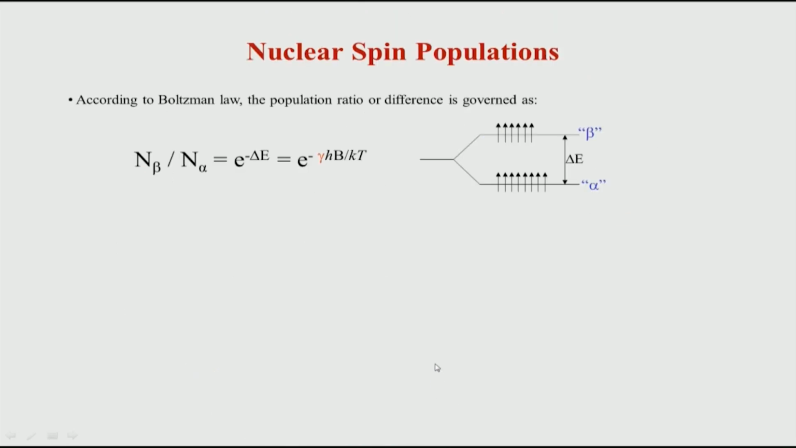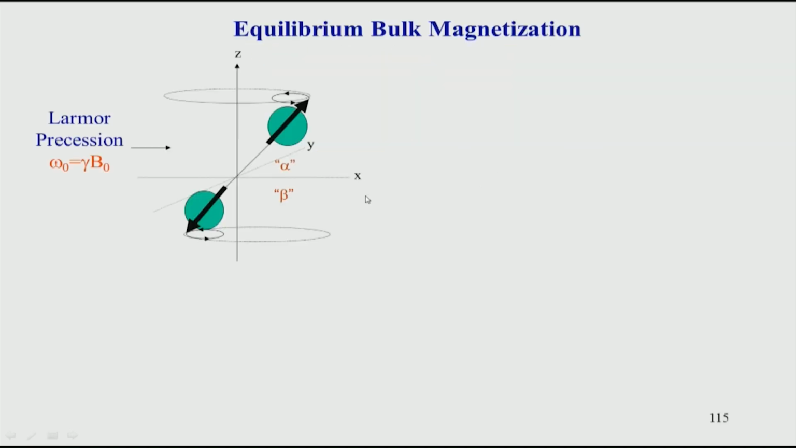Now, if you look at the population, according to the rule known as Boltzmann's law, the two energy levels are not equally populated. So, there are more spins in the ground state and fewer spins in the upper energy state, and this ratio of the population between the two states is given by Boltzmann's law, which is related to minus delta E over kT. So, there is a kT here, and that is what is shown here. So, this is e raised to minus gamma h B0, in our case B is the magnetic field, divided by kT.